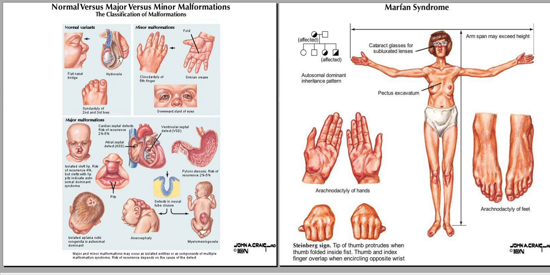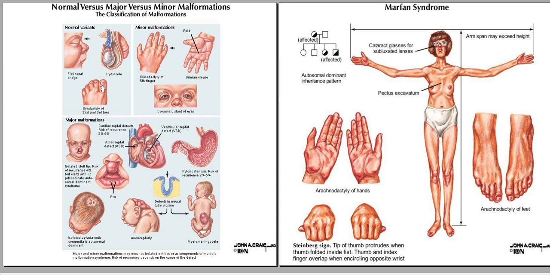Right, so let's look at more classifications of the malformations. You see the normal variant over here. There's a flat nasal bridge. So we look at the rest, the other minor variations, and also the major malformations.